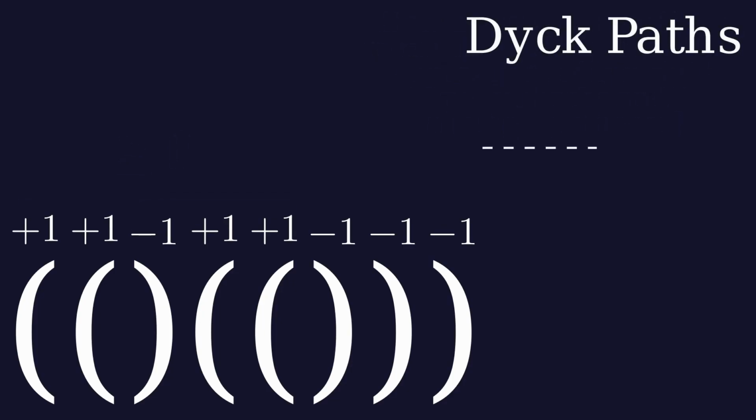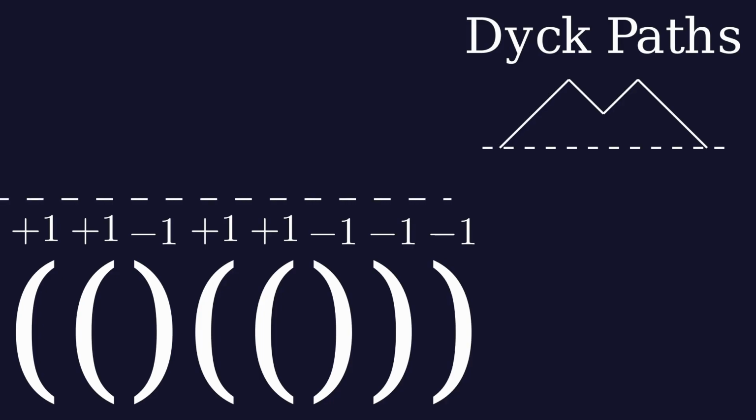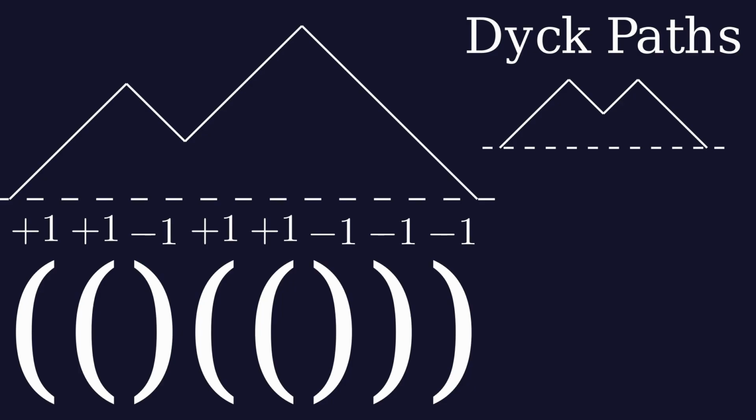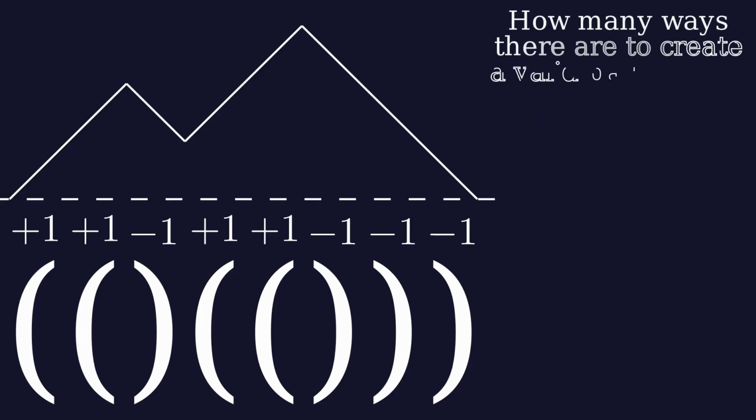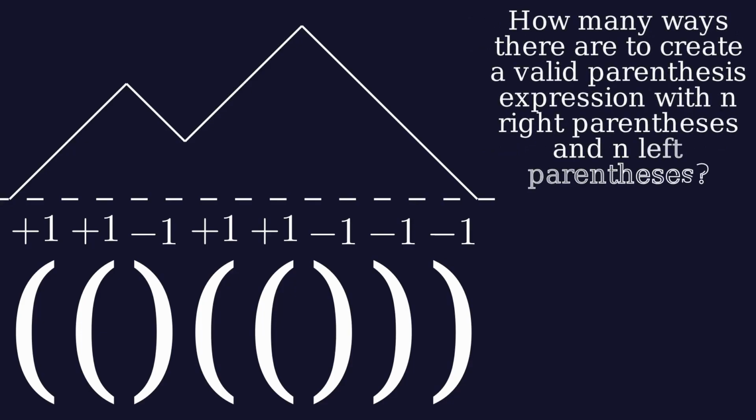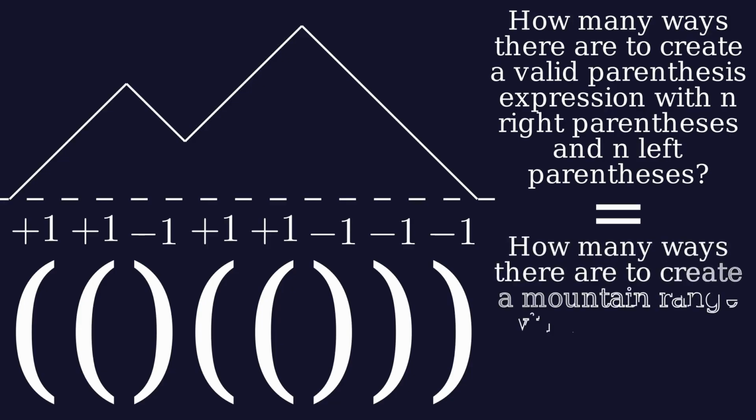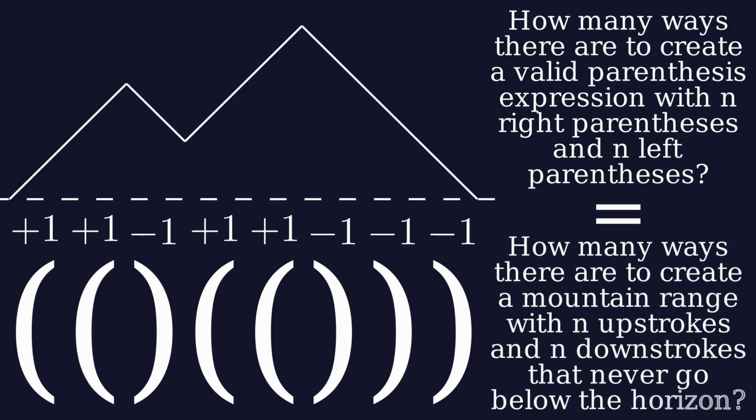A Dyck path is a mountain range with n upstrokes and n downstrokes that all stay above a horizontal line. Let the plus 1s be the upstrokes and minus 1s be the downstrokes. The expression will be valid if the path never goes below the horizon. We can see that the question of how many ways there are to create a valid parenthesis expression with n right parentheses and n left parentheses has the same answer as the question how many ways there are to create a mountain range with n upstrokes and n downstrokes that never go below the horizon.